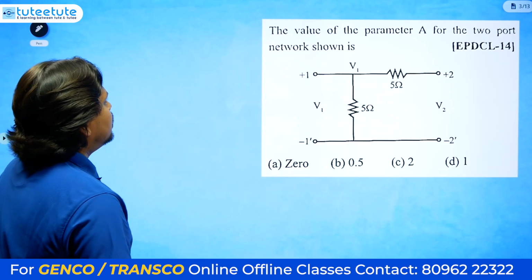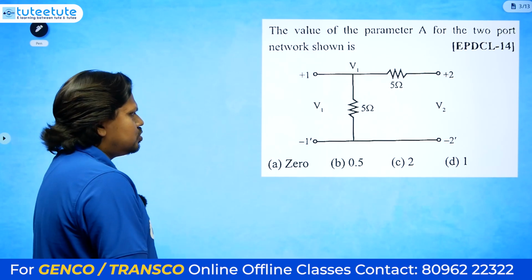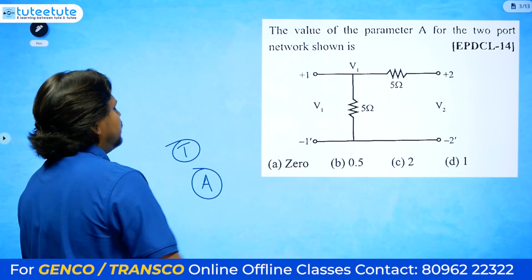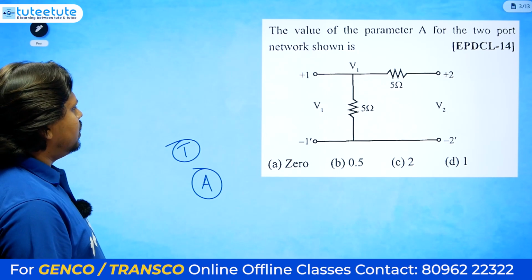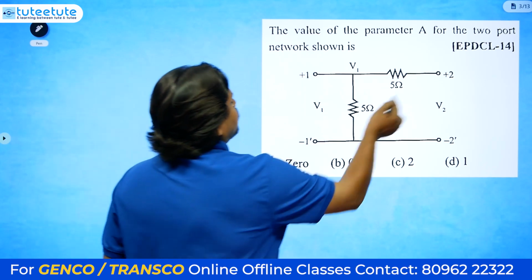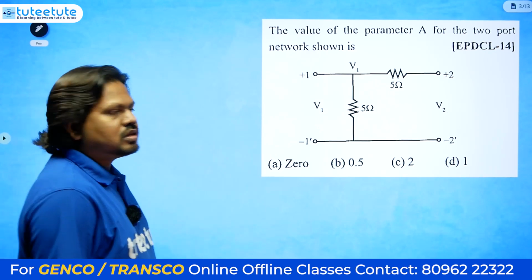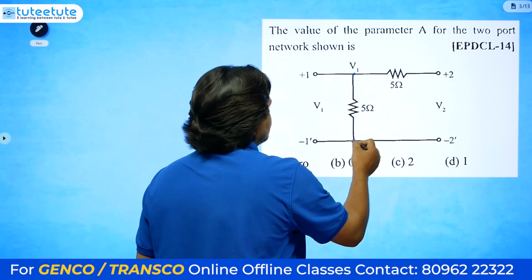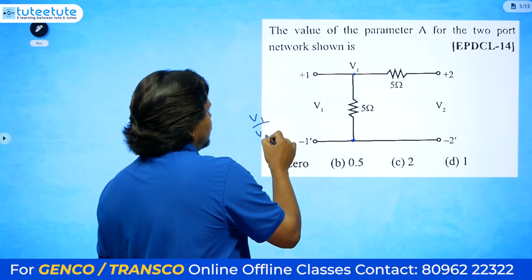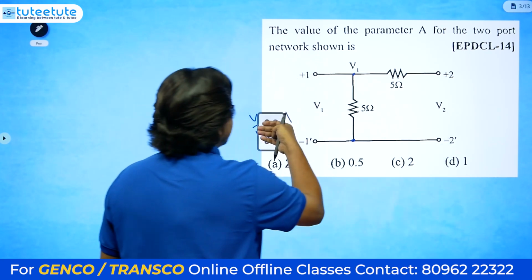And the next question: the value of the parameter A for the two port network shown. They are asking the value of A. A is a transmission parameter, the first one, V1 divided by V2. That's what they are asking, V1 divided by V2. V1 is this one, V2 is this one. There is no voltage present here, no source is present. How much voltage is between these two? No current will flow like this, and the same voltage will be across this one also. So V1 by V2 equals 1. Directly we can solve it, but you will not be satisfied like this, right?